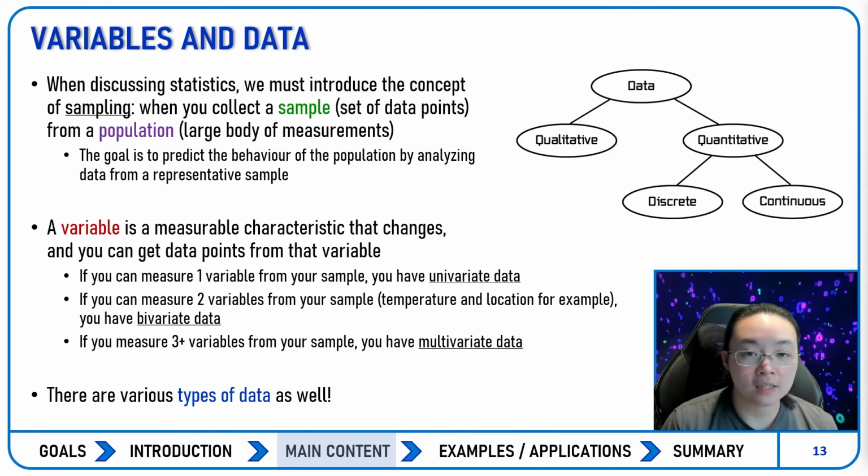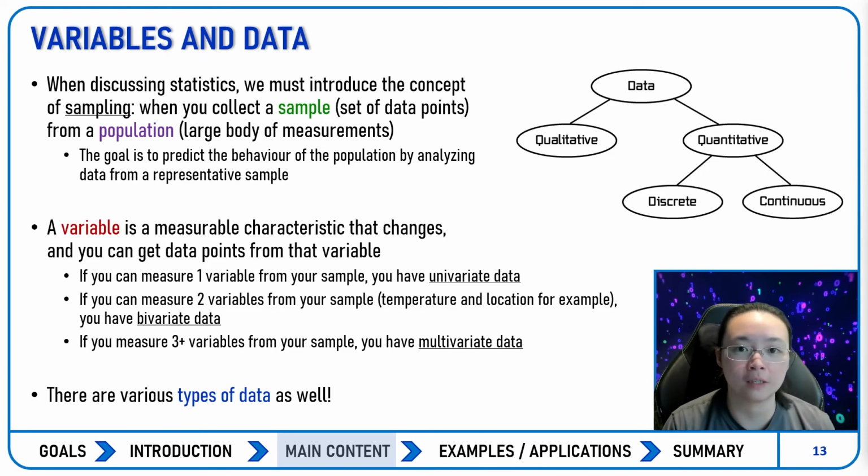When you're collecting data, you clearly want to make predictions and analyze patterns and characteristics of an entire population, basically a large body of measurements. But you can't sample everybody. So when you're collecting a sample, we usually call it a representative sample, a subset of data points from the population that will give you enough information to make predictions about the behavior of the population as a whole.